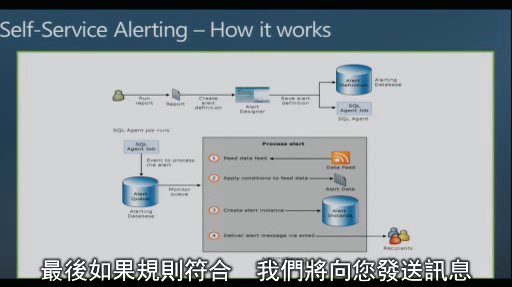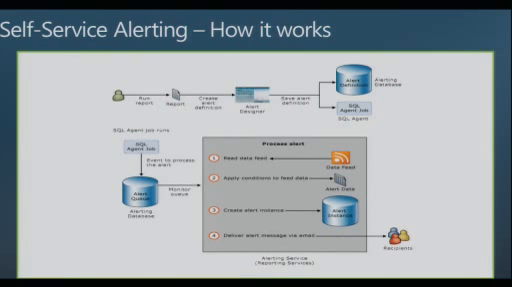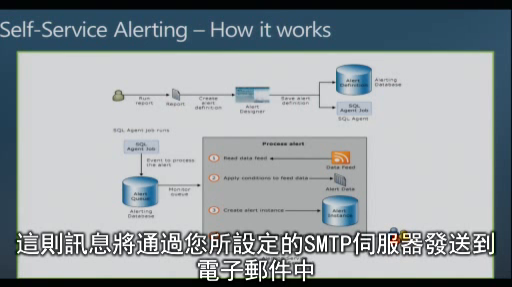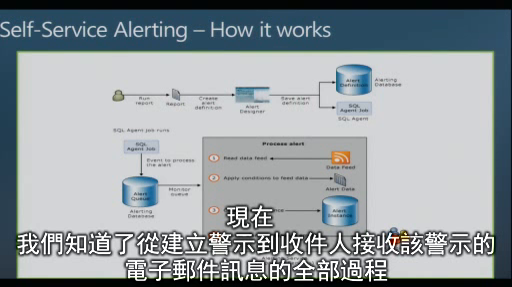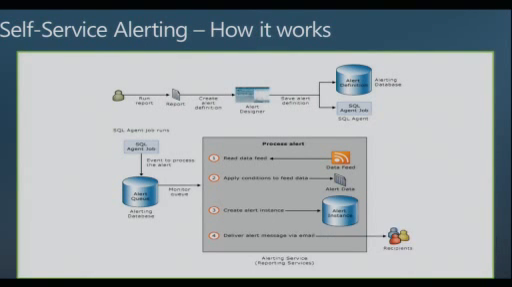And lastly, if the rules match, then we will send you a message. That message will be sent through an SMTP server that you configure, and we'll send that out to the recipients by email. And that's the overall flow. So now you can see how you go from creating an alert all the way through to recipients receiving the email message for that alert.